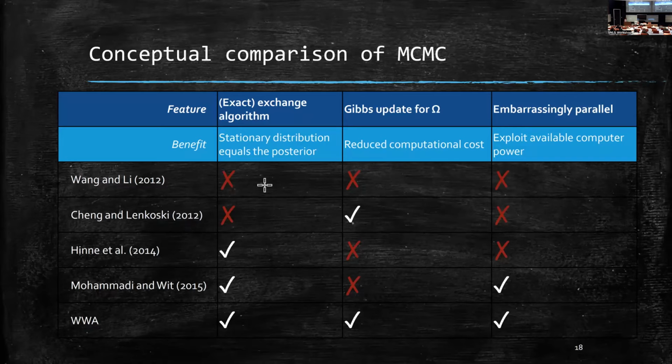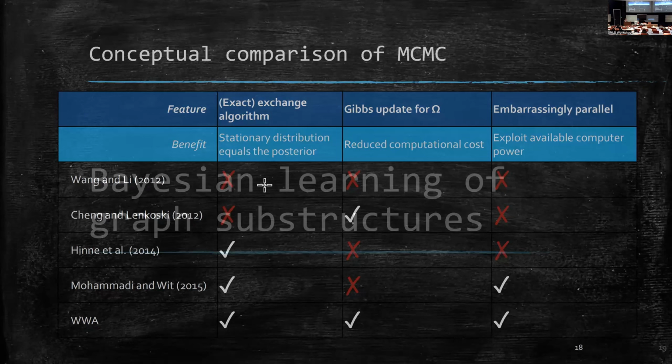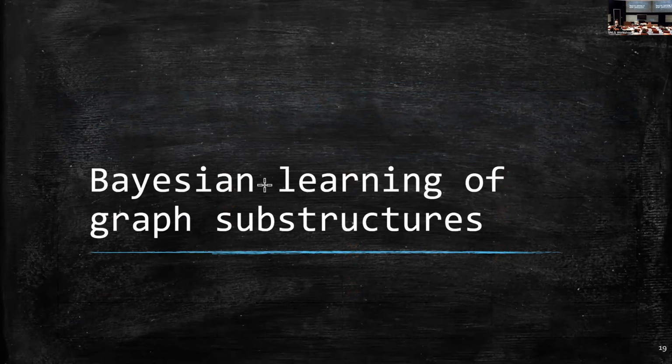And so this is all I wanted to tell you about computation. And now I'm going to speak about how we use this machinery to make inference to learn about substructure in a graph.